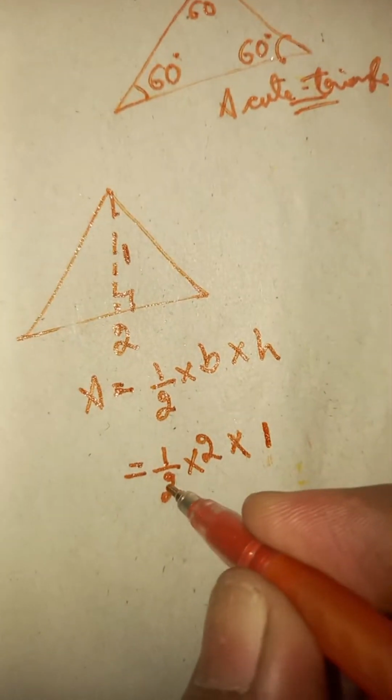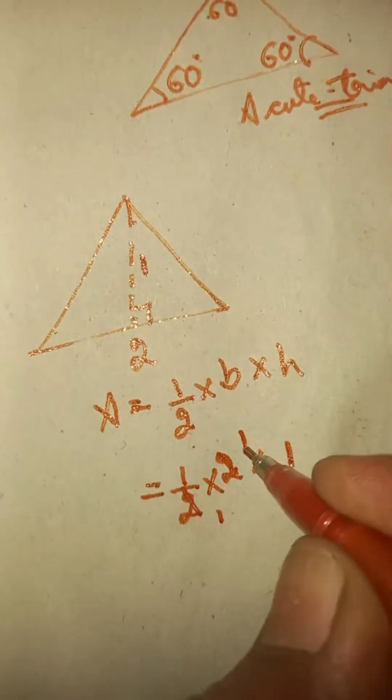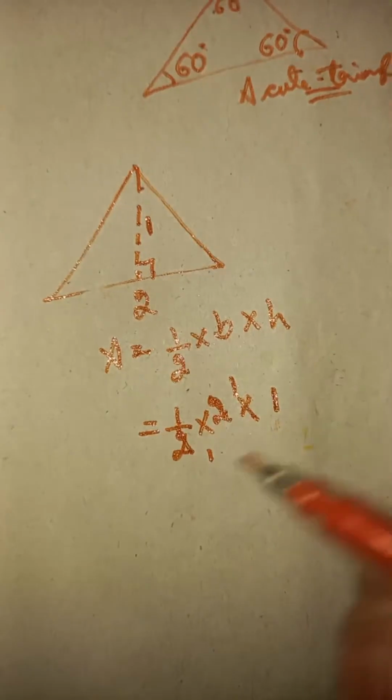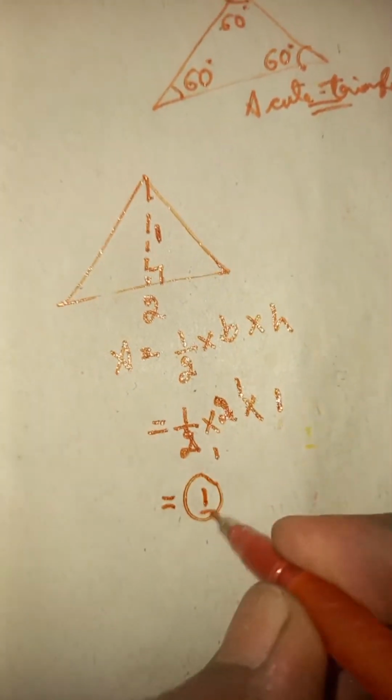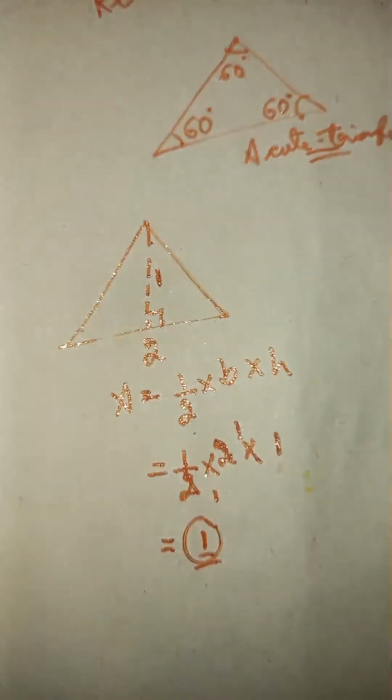When you multiply it, you can divide the denominator and numerator. 2 one time, 2 one time, below and above you must divide. Then multiply, 1 times 1 is 1, again 1 times 1 remains as 1. 1 square unit is the area of this triangle where the base and perpendicular height are given.